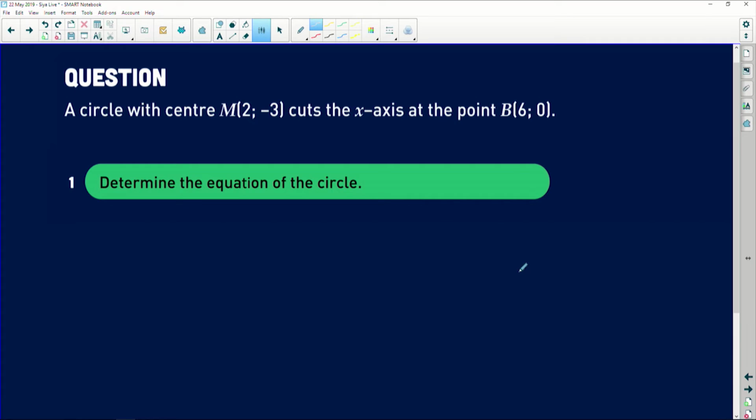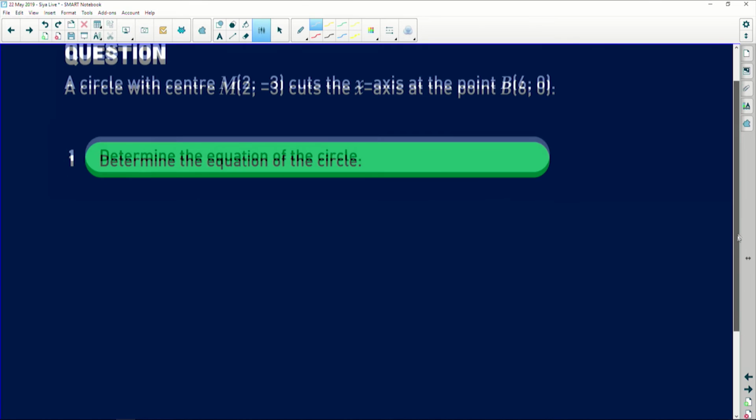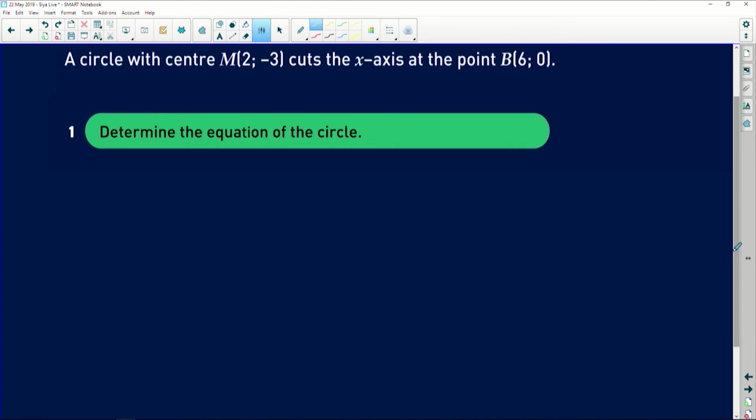But for now, let's have a look at what Lebang wants us to assist her with. The question says, a circle with center M cuts the x-axis at point B, which is (6, 0). Then determine the equation of the circle.